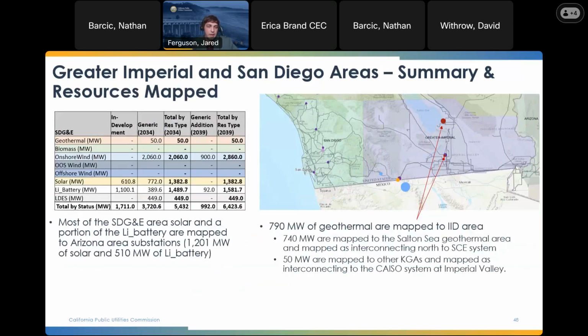So as I was noting, while we have most of the geothermal in that Salton Sea area, we do have 50 megawatts of geothermal mapped to the East Brawley known geothermal area down in southern Imperial that is interconnecting to the ISO system at Imperial Valley. Next slide.